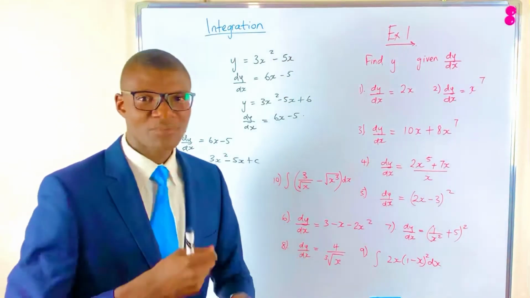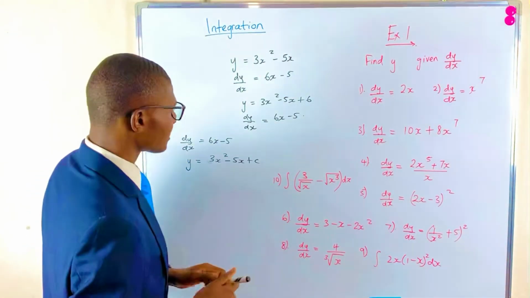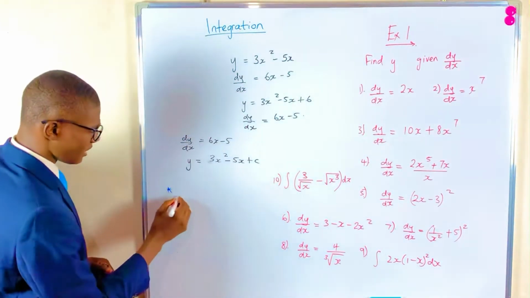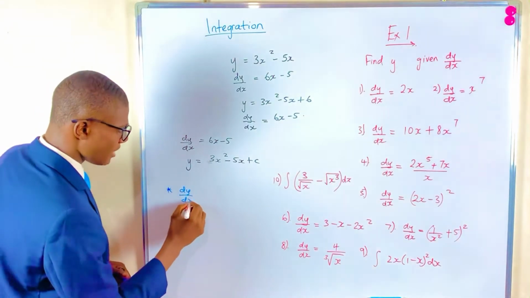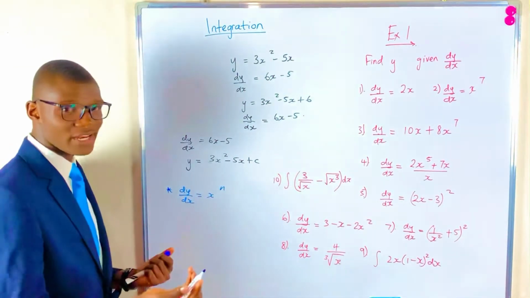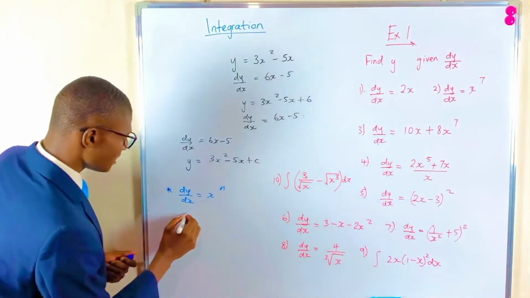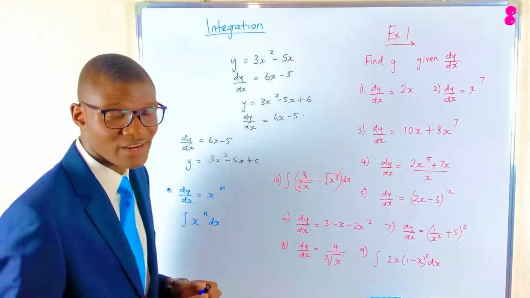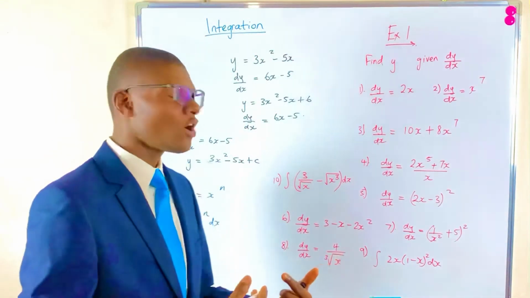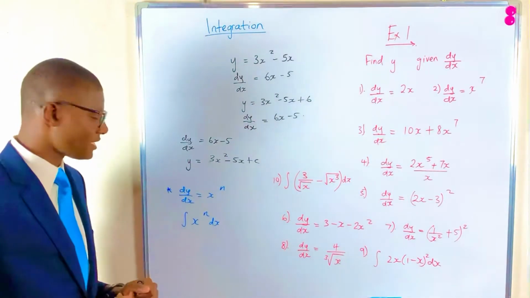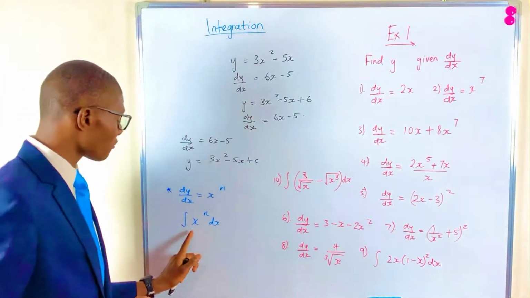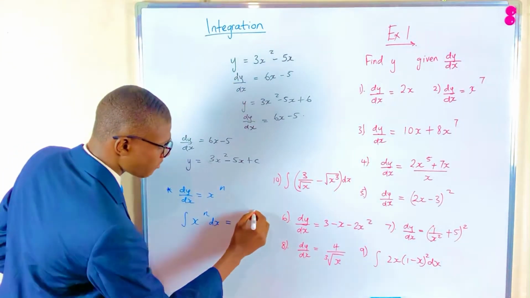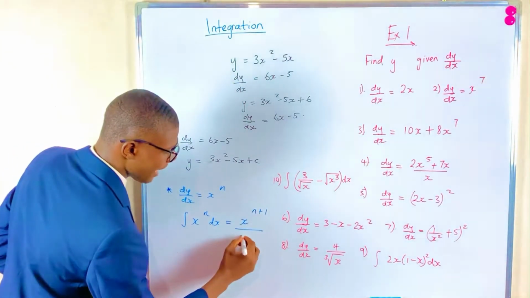Integration being the reverse process of differentiation, such that if we've got say dy by dx being equal to x to the power of n. Right. What we are saying is that if we integrate x to the power of n with respect to x, right? Now we want to find the original function or the equation of the curve for dy by dx. We are saying the integral of x to the power of n with respect to x would be equal to x to the power of n plus 1 over n plus 1.